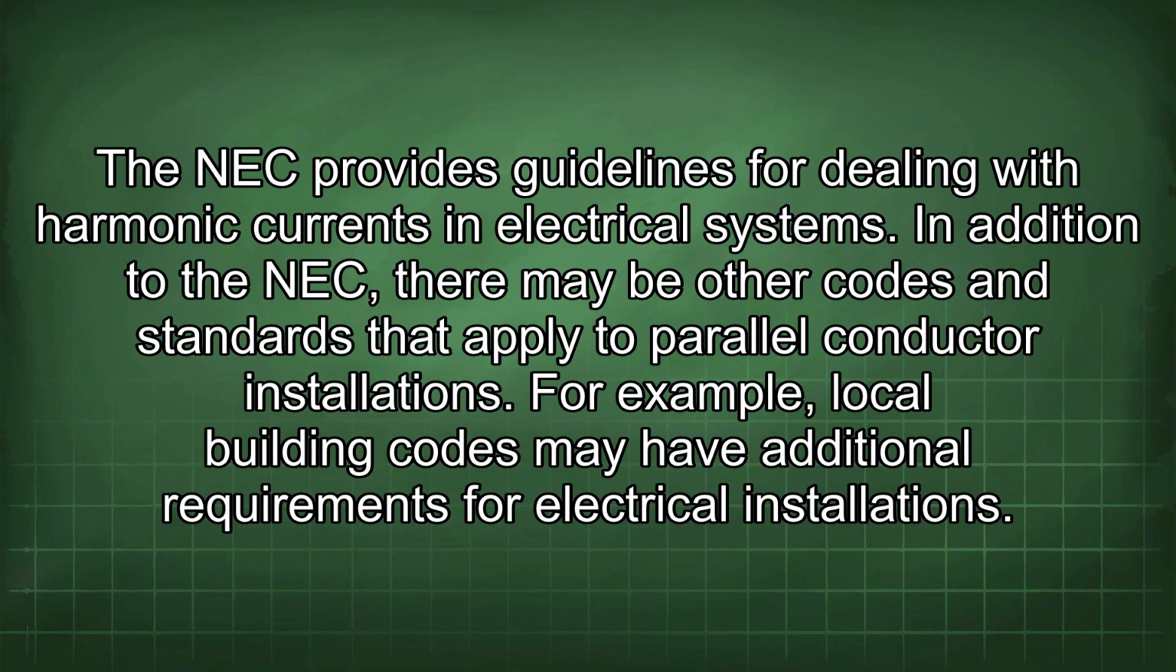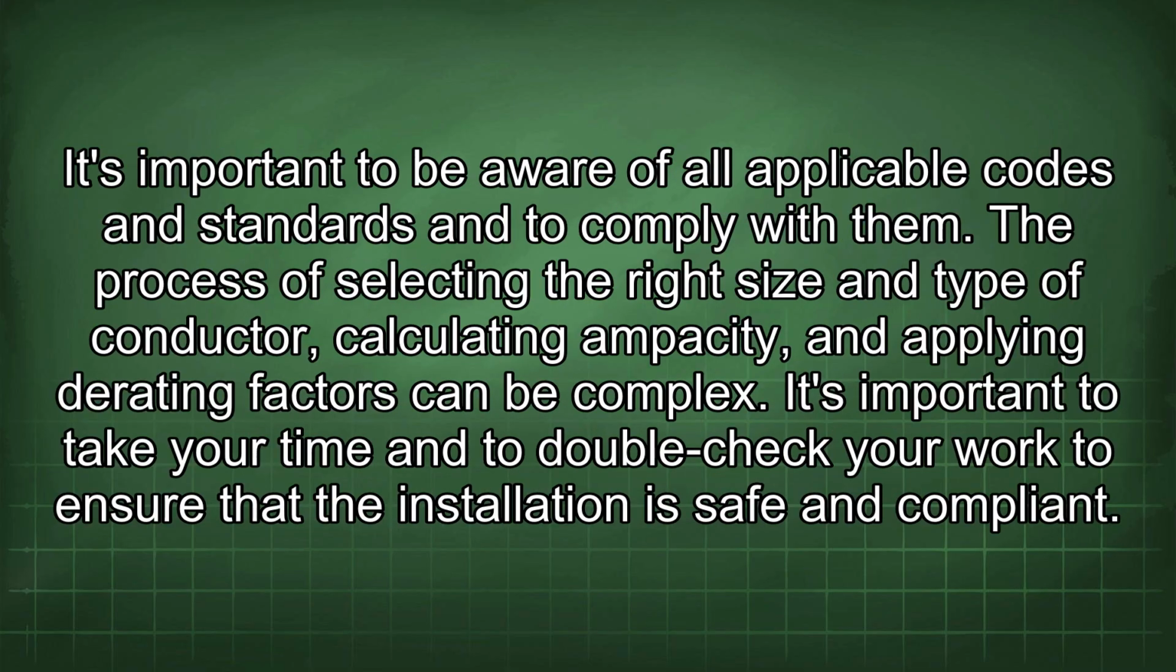In addition to the NEC, there may be other codes and standards that apply to parallel conductor installations. For example, local building codes may have additional requirements for electrical installations. It's important to be aware of all applicable codes and standards and to comply with them. The process of selecting the right size and type of conductor, calculating ampacity, and applying rating factors can be complex. It's important to take your time and to double-check your work to ensure that the installation is safe and compliant.